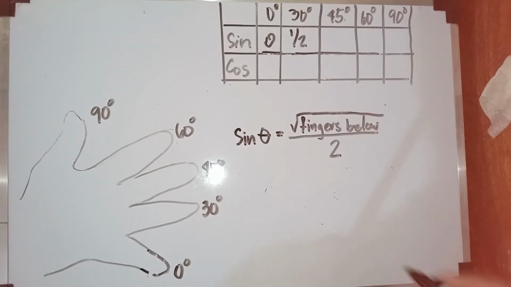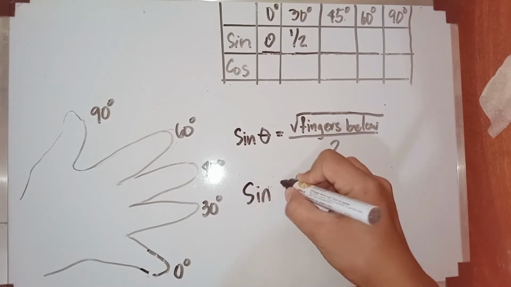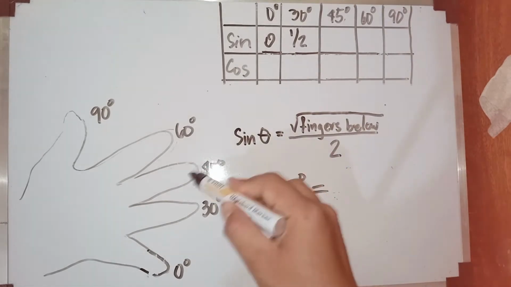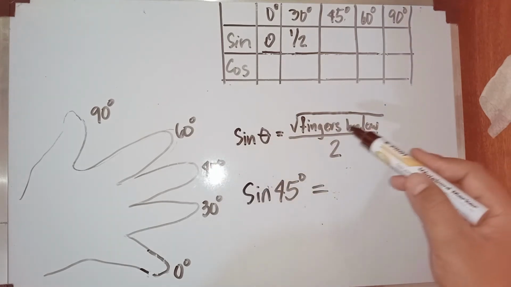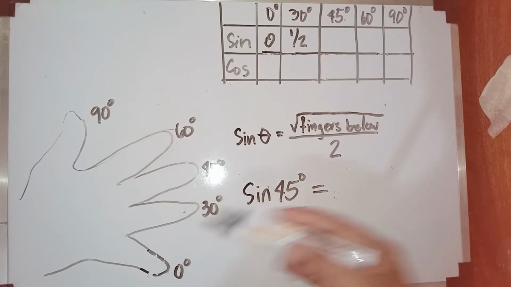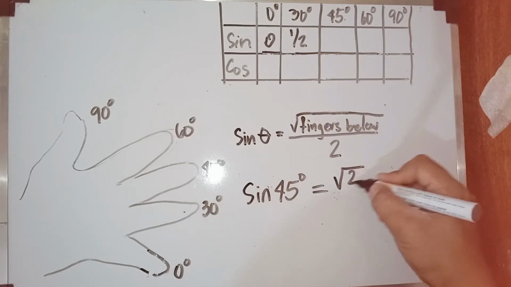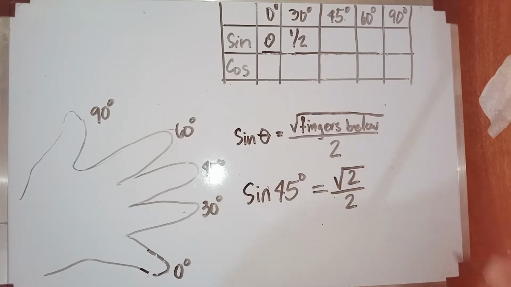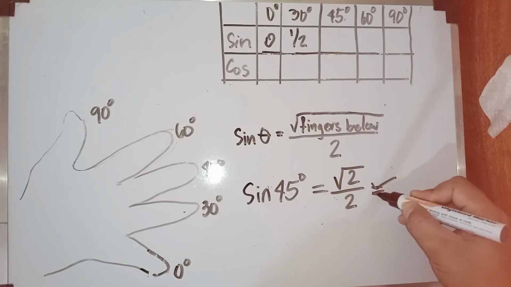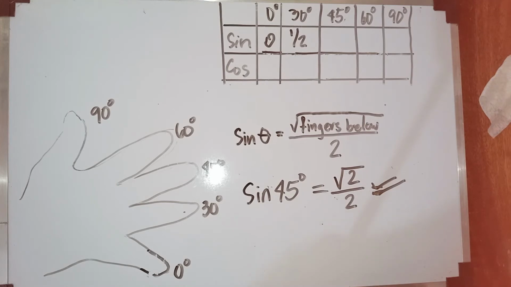So next, we have sine 45 degrees. So ito po yung 45 degree angle natin. So ilang yung fingers below the 45 degree angle? So we are going to count 1, 2. So we have square root of 2 divided by 2. Since 2 is not a perfect square, therefore, ito na po yung sine 45 degrees. That is square root of 2 over 2.